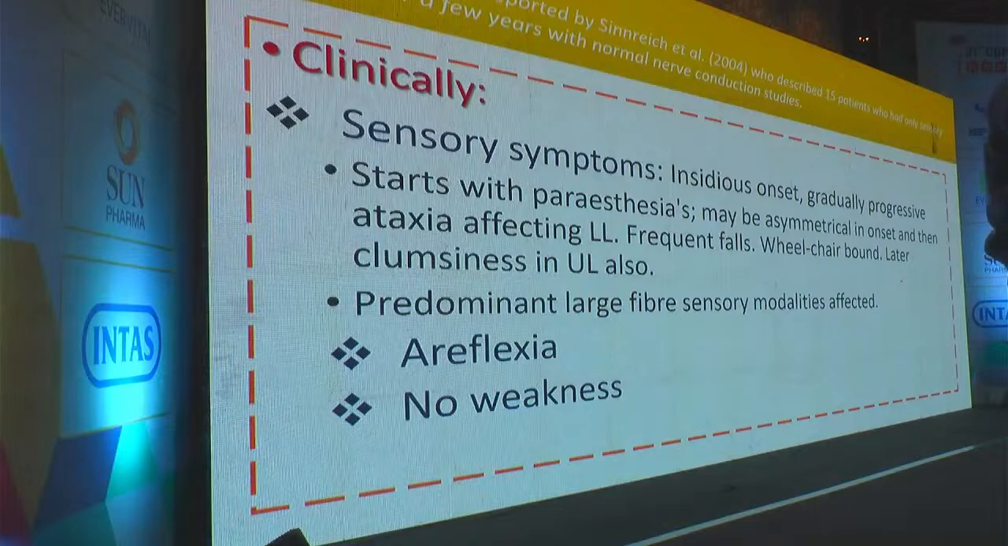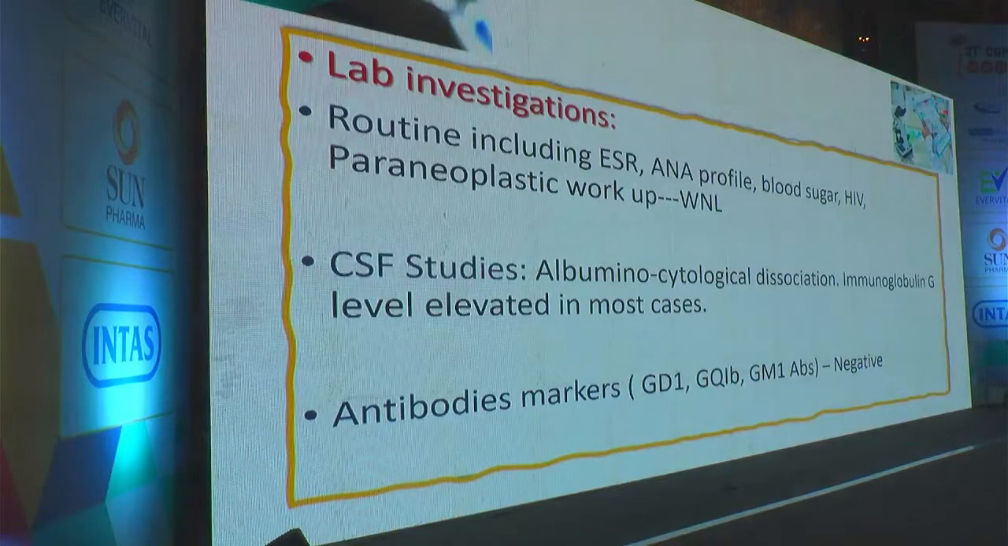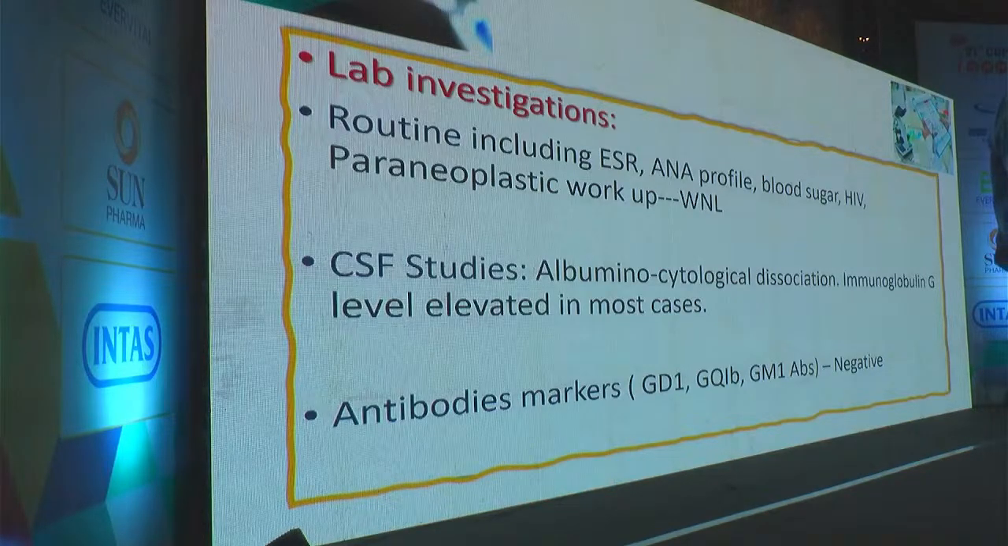They progress just like sensory ganglionopathy. In sensory ganglionopathy, the NCS will be definitely abnormal, SNAPs will be absent, while in CISP, SNAPs and CMAPs will be normal. So all routine investigations will be normal in such situation, except in 50 to 70% cases, you will get albuminocytological dissociation along with elevation of CSF immunoglobulin G levels.